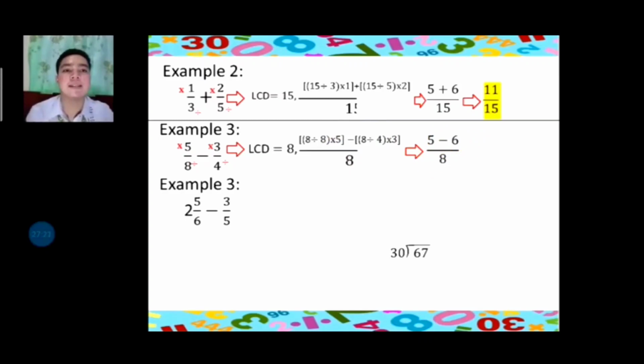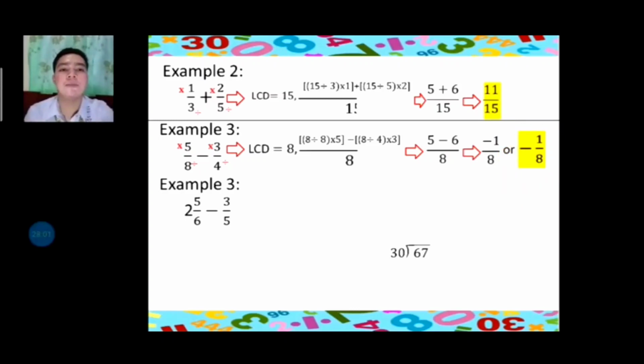5 minus 6 is negative 1. Then copy the denominator 8. So your answer will be negative 1 over 8. Because the whole fraction will be negative. If the negative sign is in your denominator, for example if your answer is 1 over negative 8, your final answer will be negative 1 over 8 as well.